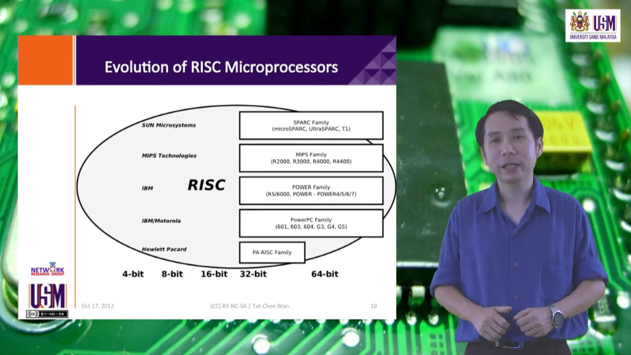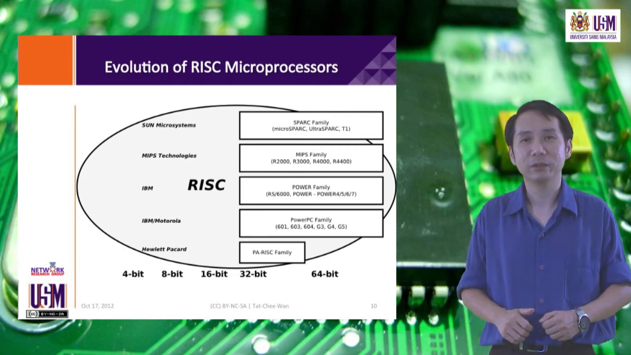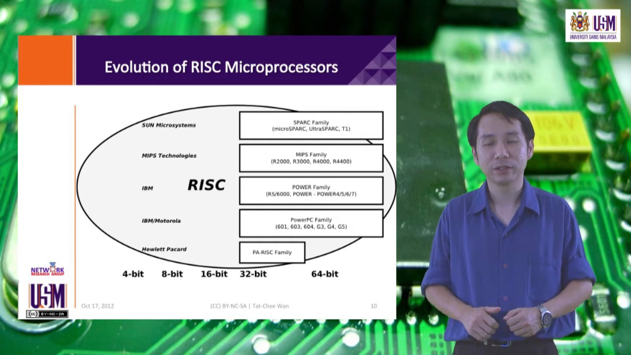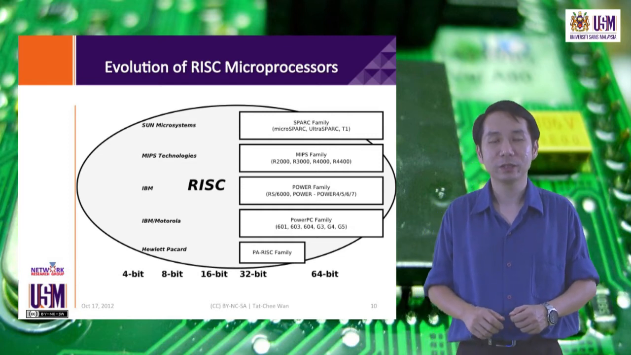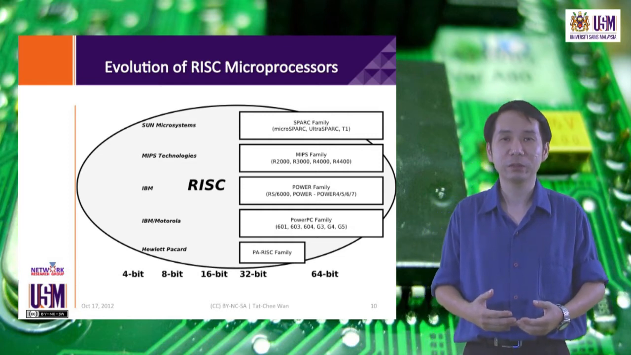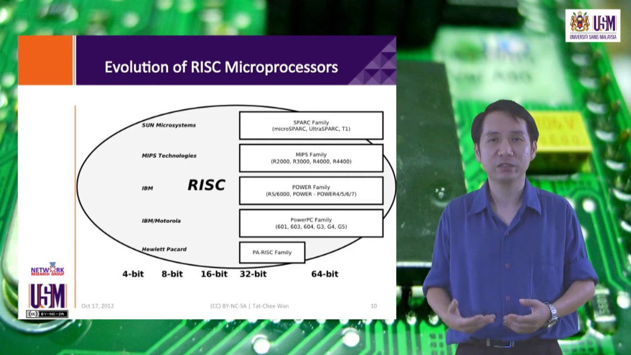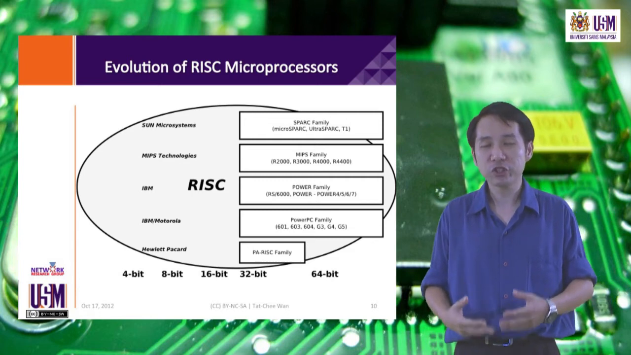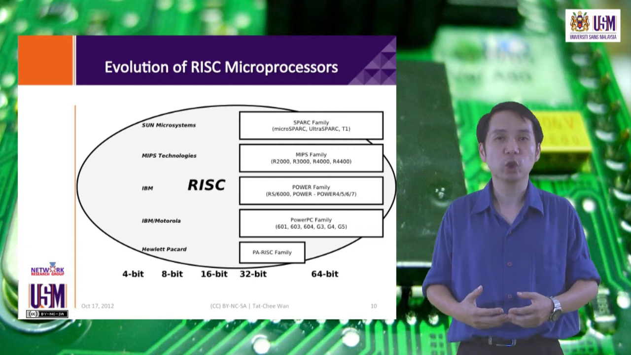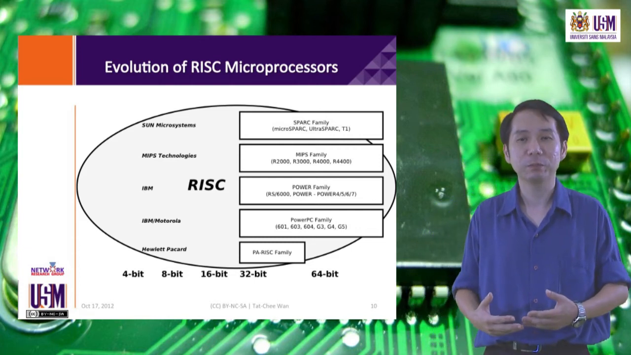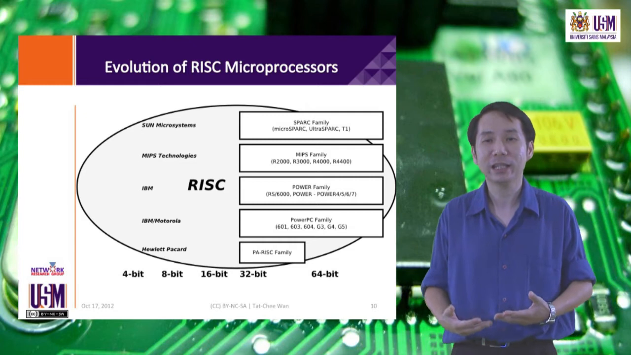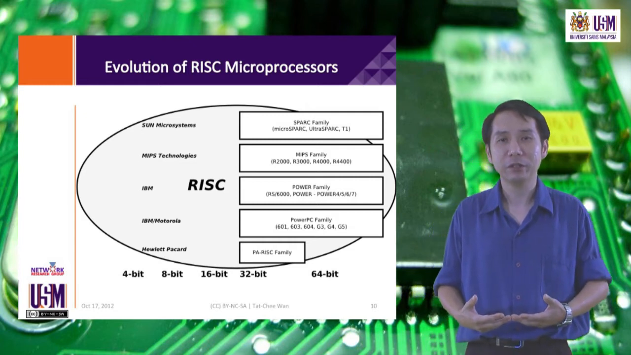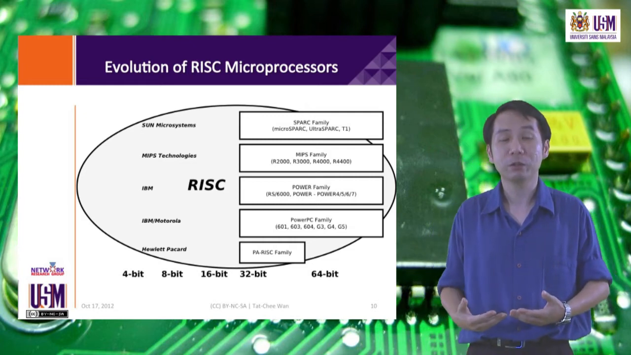And finally, Hewlett-Packard came up with the PA-RISC family that was in use in their workstations. Most of these processors were developed as 32-bit processors, but some of them were also extended to become 64-bit processors. Unfortunately, most of these processors are no longer in the market today, except for perhaps those from Sun Microsystems and IBM in their mainframe and other high-end computers.